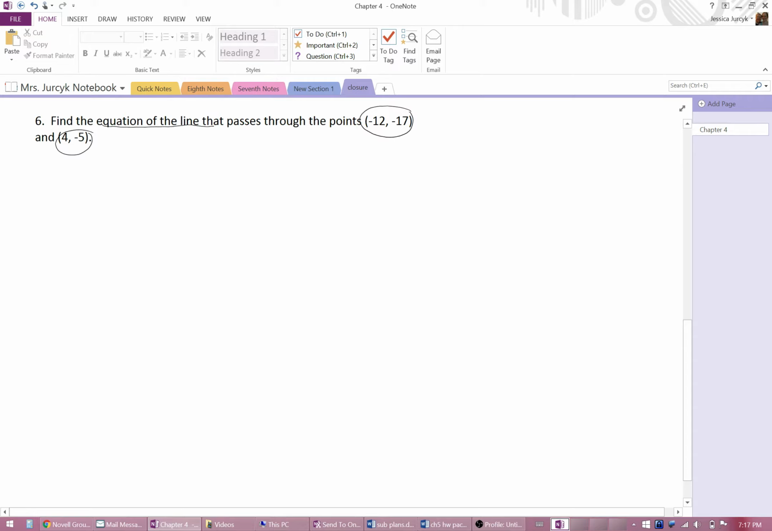To find an equation of a line, we must remember that we use the form y equals mx plus b. M stands for the slope, or rise over run, otherwise known as the change in y over the change in x. B represents the y-intercept. That is when x is 0, we know the y-coordinate.